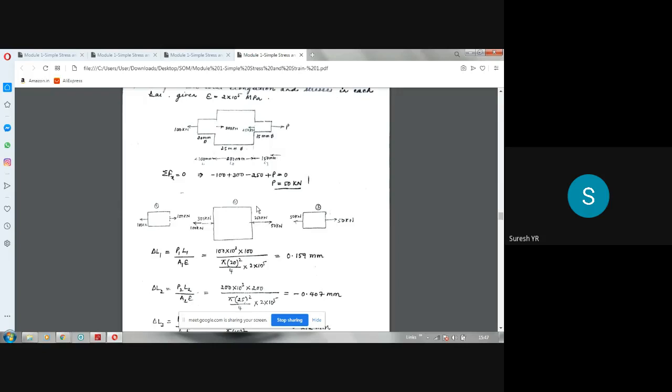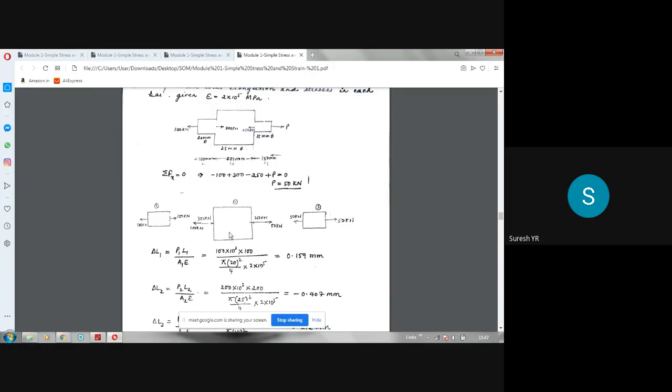So what we can say finally, first portion is subjected to 100 kilonewton tensile. So delta L1 will be positive, elongation. Third one also tensile, 50 kilonewton. So delta L3 is also positive, elongation.